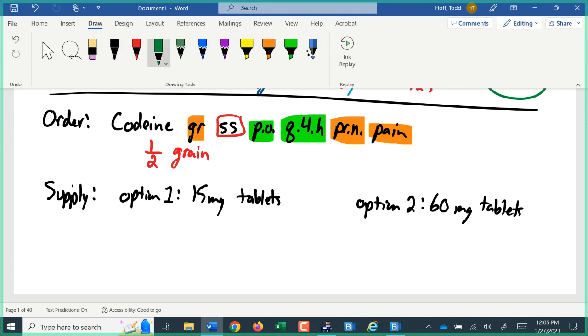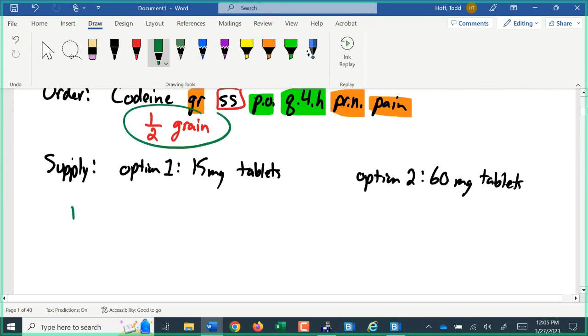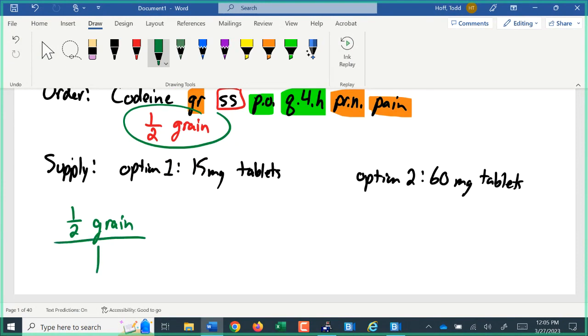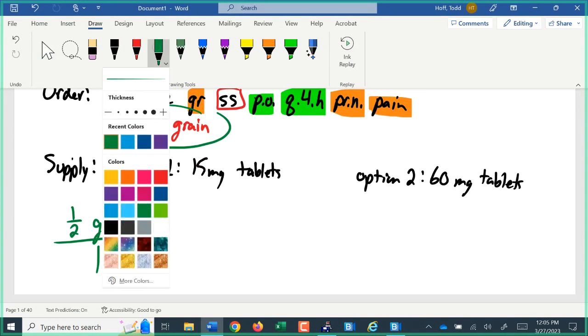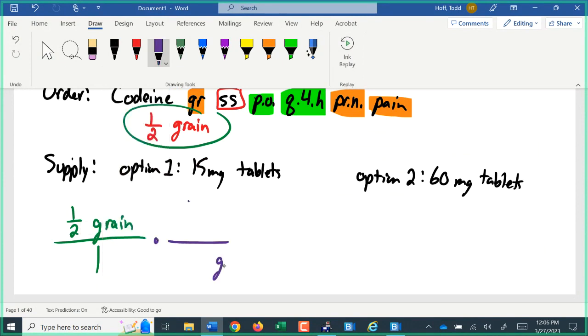So let's start out with our doctor's order here. The doctor's order is 1/2 of a grain. I typically write out the whole word grain because if I use GR, a lot of people confuse that with gram, and that is nowhere near the same. So it's a huge mistake to do that. So make sure I write out the word grain to avoid that possibility of error. Now I need to put grains on bottom here because I need to get rid of grains. However, nothing else in the problem has grains in it. So we need to get grains to a unit that we can use.